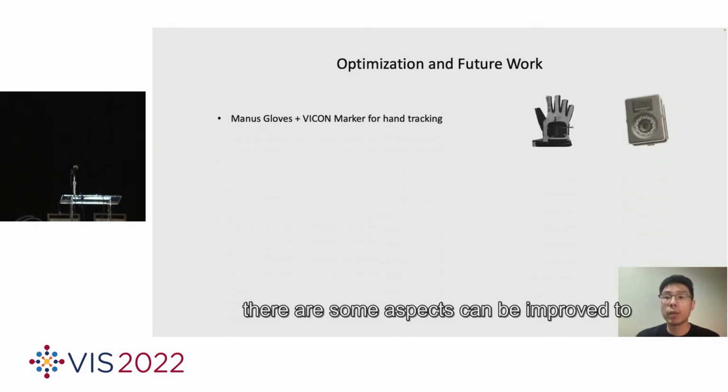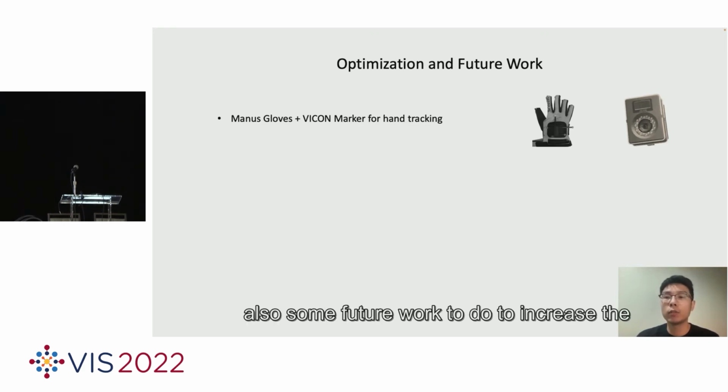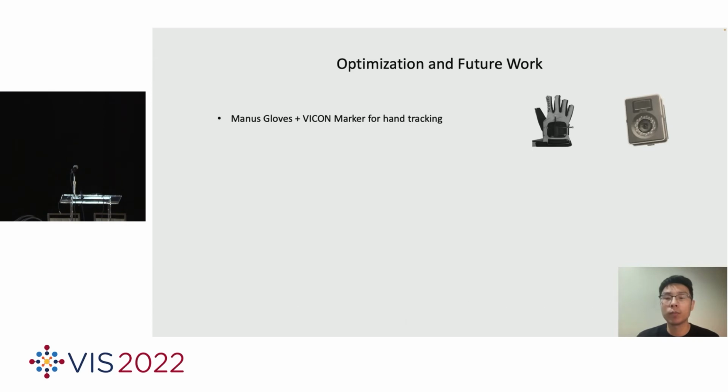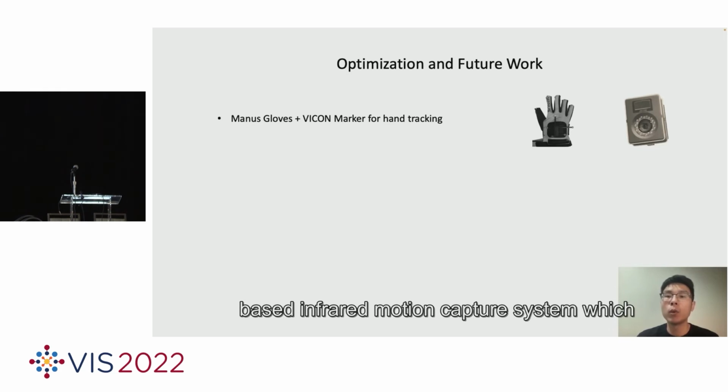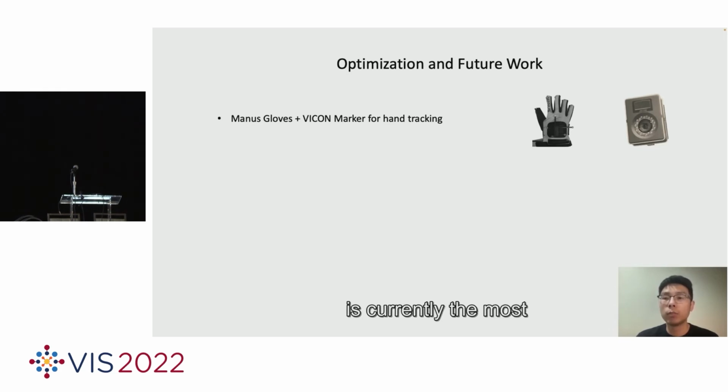There are some aspects that can be improved to optimize the performance of our device, and also some future work to do to increase the versatility. First of all, our device relies on a marker-based infrared motion capture system, which is currently the most accurate and fastest system for real-time hand tracking. Although we have tried several types of camera-based hand tracking devices, the accuracy does not meet our expectation. If a better tracking system that allows bare-hand interaction can be implemented, users would have a better immersive experience.